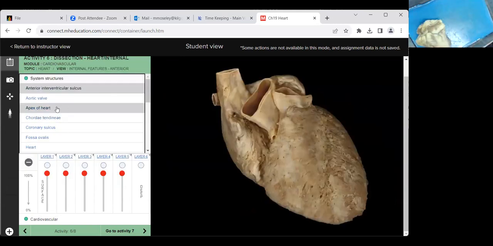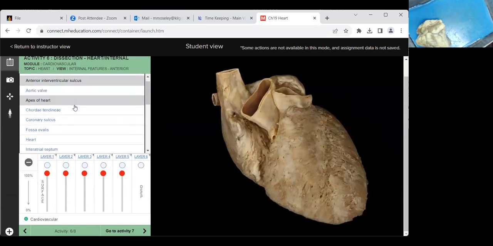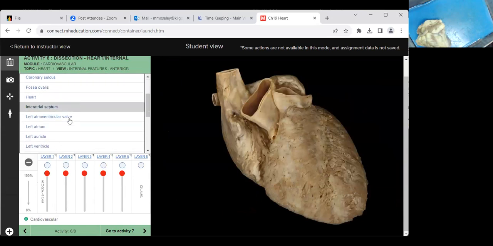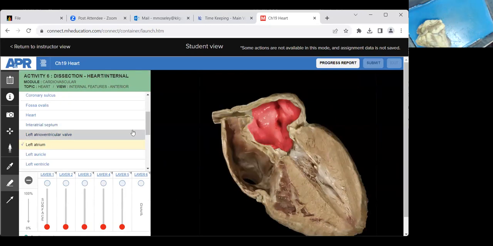All right. So now here we have the heart. One of the first things that we want to look for is our chambers. So that means we have to slice through this way. So let me go grab some gloves and we'll do that with the heart part.